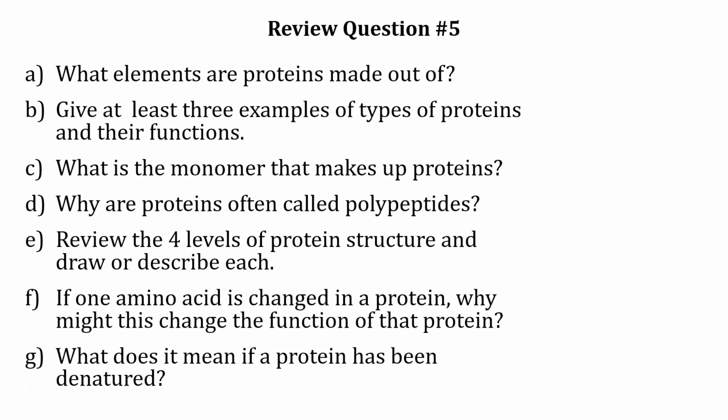All right, so here's a review question for you. What elements are proteins made out of? Give at least 3 examples of types of proteins and their functions. What is the monomer that makes up proteins? Why are proteins often called polypeptides? Review the 4 levels of protein structure. Draw and describe each. If one amino acid is changed in a protein, why might this change the function of that protein? And then lastly, what does it mean if a protein has been denatured? Go ahead and pause the video and take some time to work through these and see if you can.